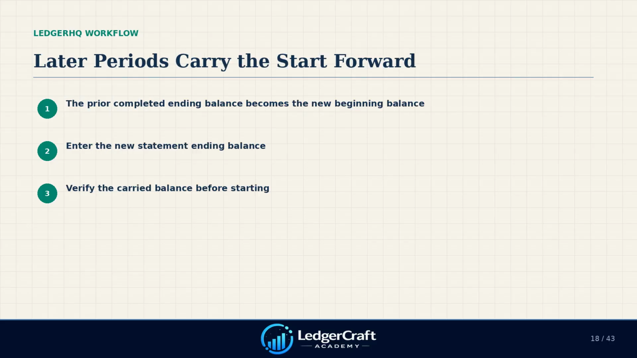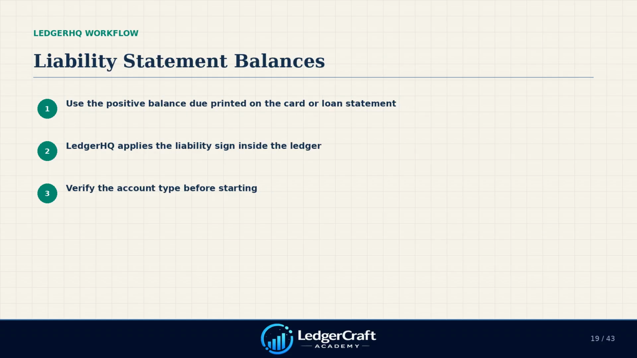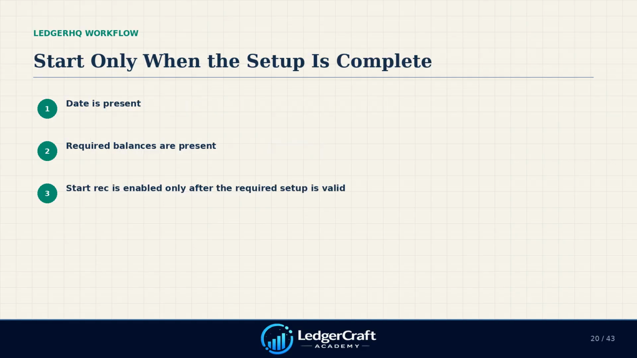After a prior reconciliation is completed, its ending balance becomes the next beginning balance. Verify that carry forward, then enter the new statement ending balance. For credit cards and loans, enter the positive balance due printed on the statement. LedgerHQ applies the liability sign inside the ledger, so confirm the account type before starting. Confirm the statement date and required balances first. Select Start Rec only after the control is enabled and the values agree with the statement.